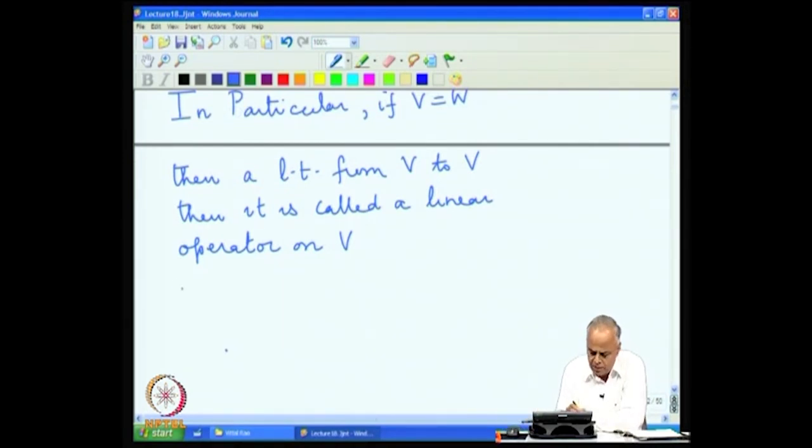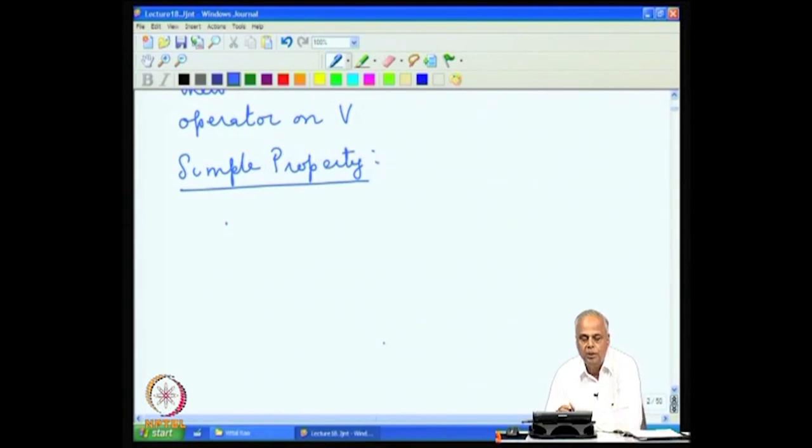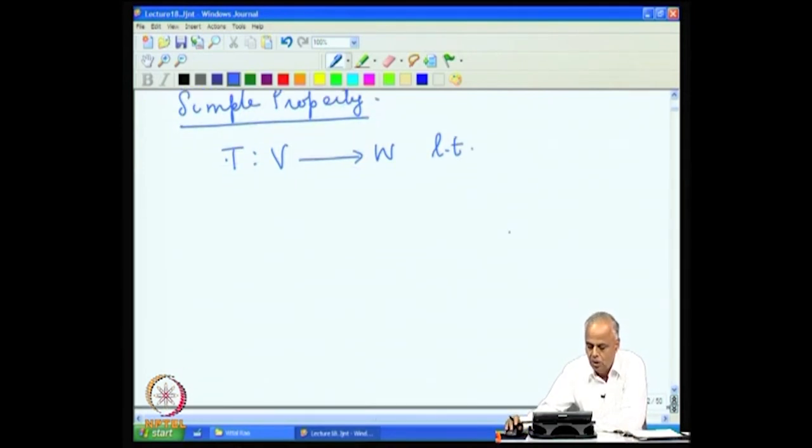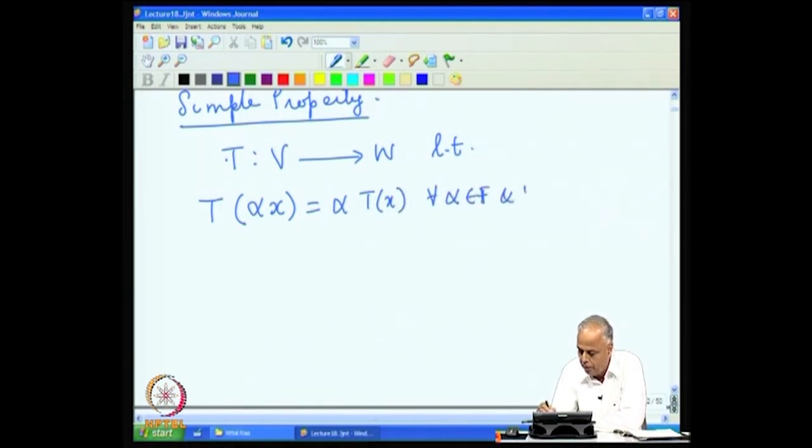Now, we will look at a very simple property of linear transformation before we see some examples. This is a property which every linear transformation possesses. So, we have a vector space V and a vector space W over a field F, and we have a linear transformation, LT, from V to W. Now, because it is a linear transformation, T of alpha x is equal to alpha T of x for every alpha in F and for every x in V. This is because a linear transformation preserves scalar multiplication.